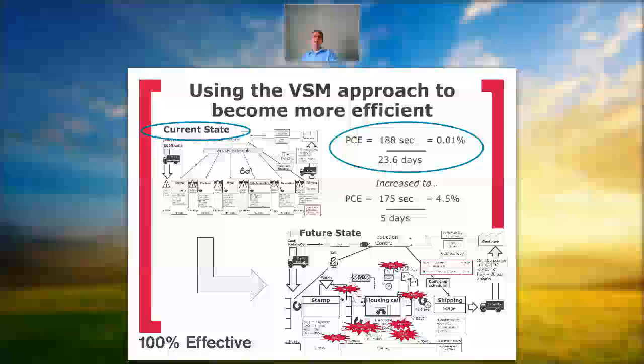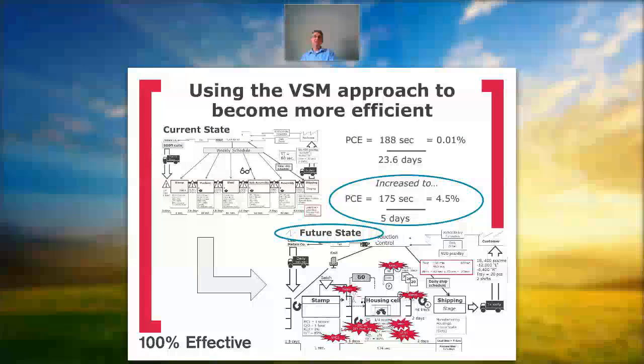Down the bottom right, we have what's called the future state. And this is the vision of where we think this process or business should be. And we can see here that in this case, the value added time has reduced slightly from 188 seconds to 175 seconds, but the lead time or total time has reduced very dramatically from 23.6 days to 5 days. Note that the process cycle efficiency has increased from 0.01% to 4.5%.